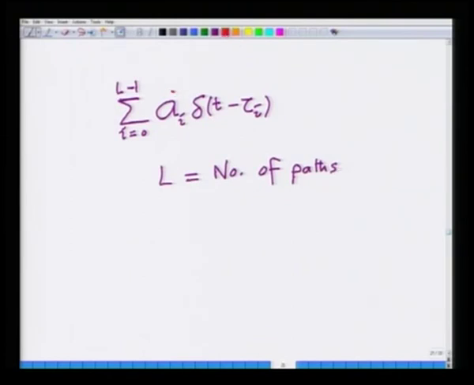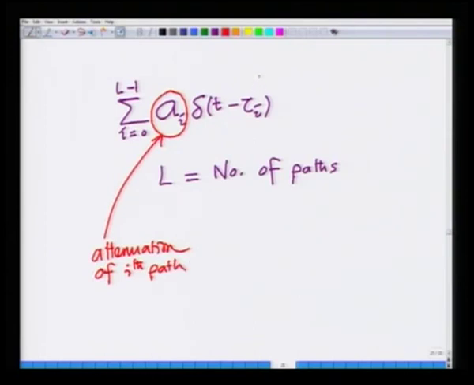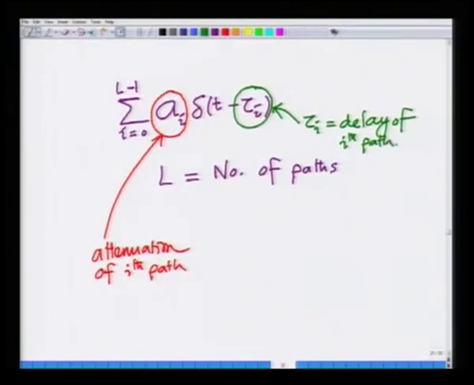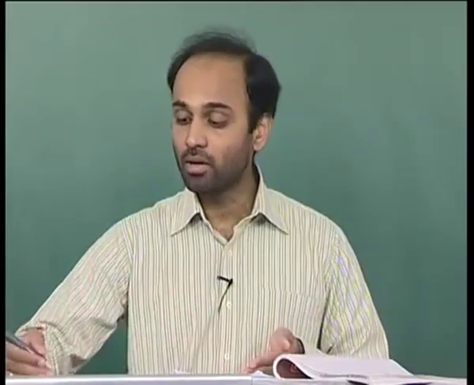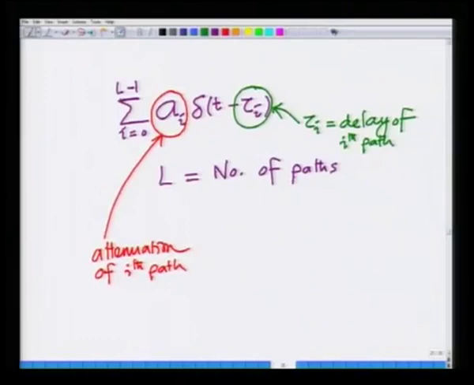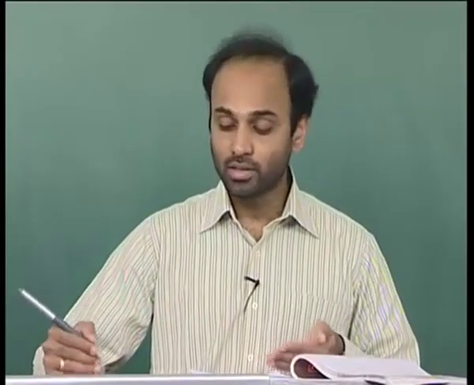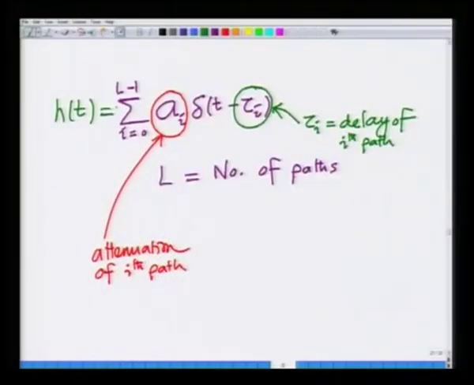A_i is the attenuation of the ith path, tau_i equals the delay of the ith path. So, each path has an attenuation A_i and delay tau_i. I am summing across all these L paths, I have L such multipath components. I am summing across the attenuation and delay components across all these multipath components to give the net channel, and this is h(t), which is the channel impulse response.